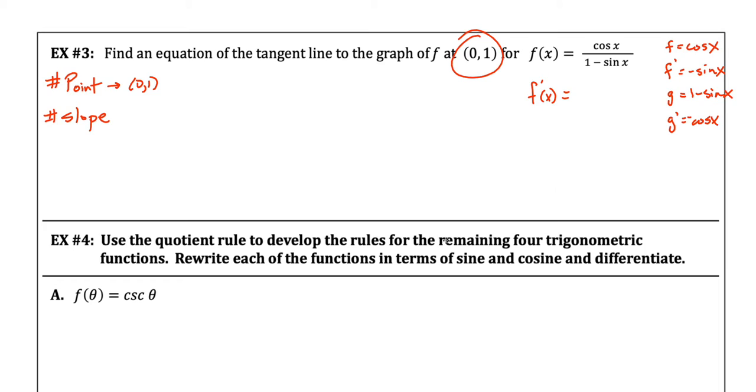So now we need to fill in the quotient rule. Should we have somebody help us do that? I did not leave enough room at all for that.